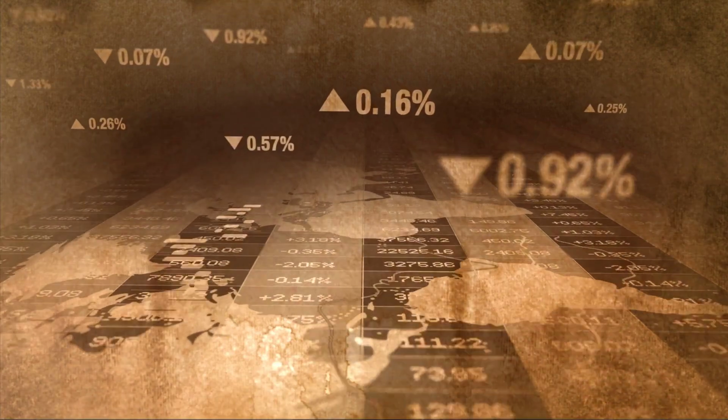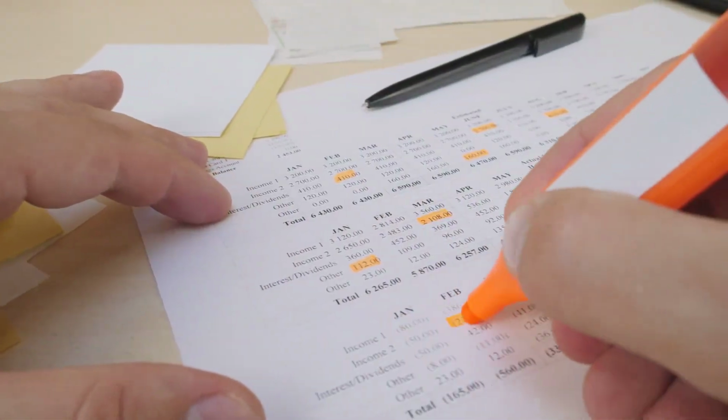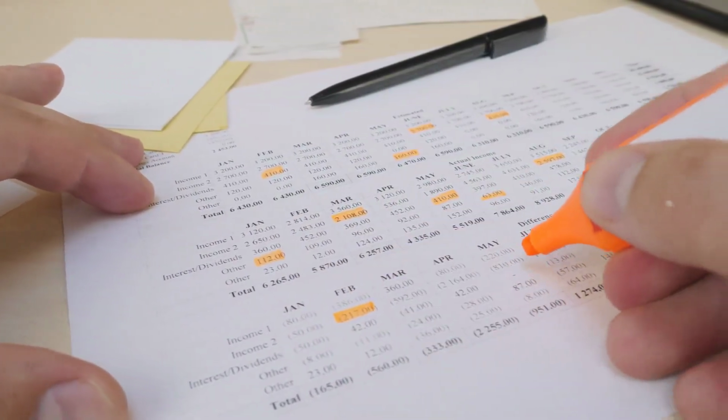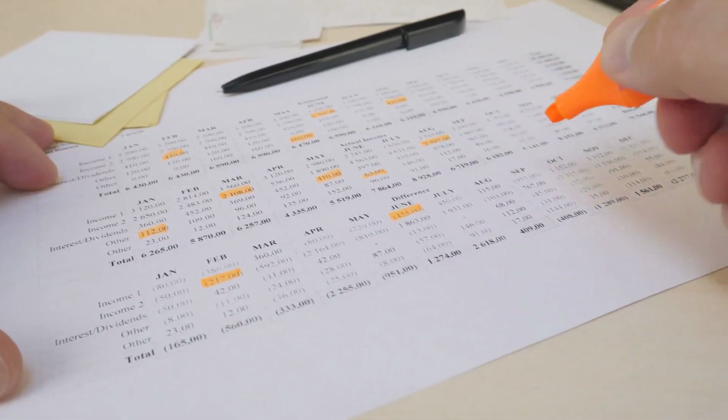Step 8. Financial Projections. Provide detailed financial projections. Include income statements, cash flow statements, and balance sheets for the next 3 to 5 years. Explain your assumptions and how you arrived at your projections. This section should demonstrate that your business is financially viable and capable of growth.